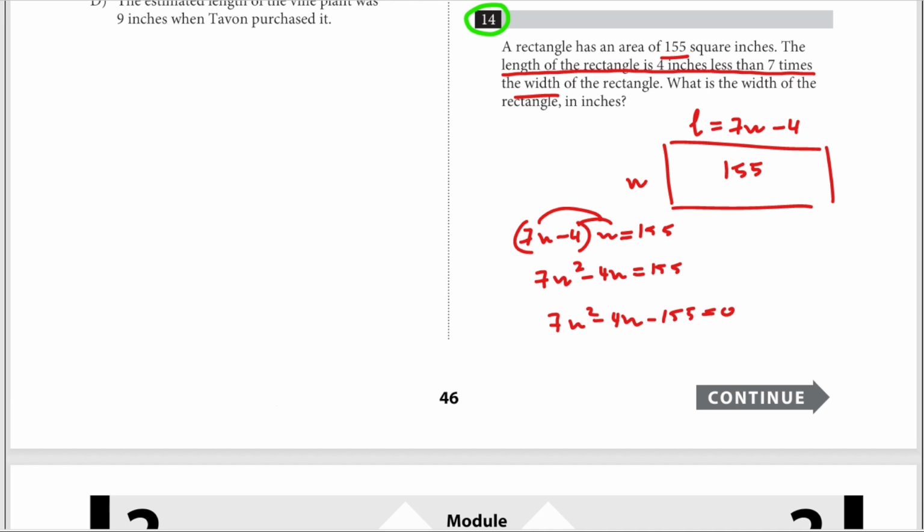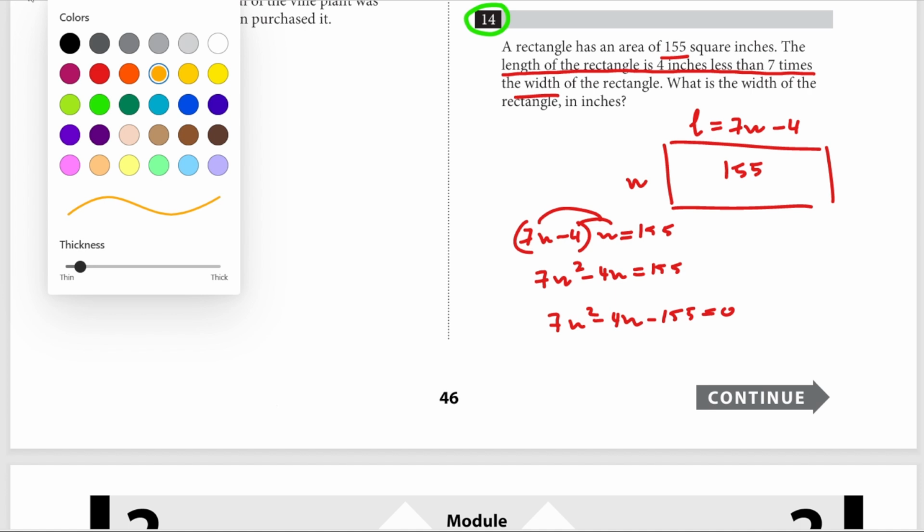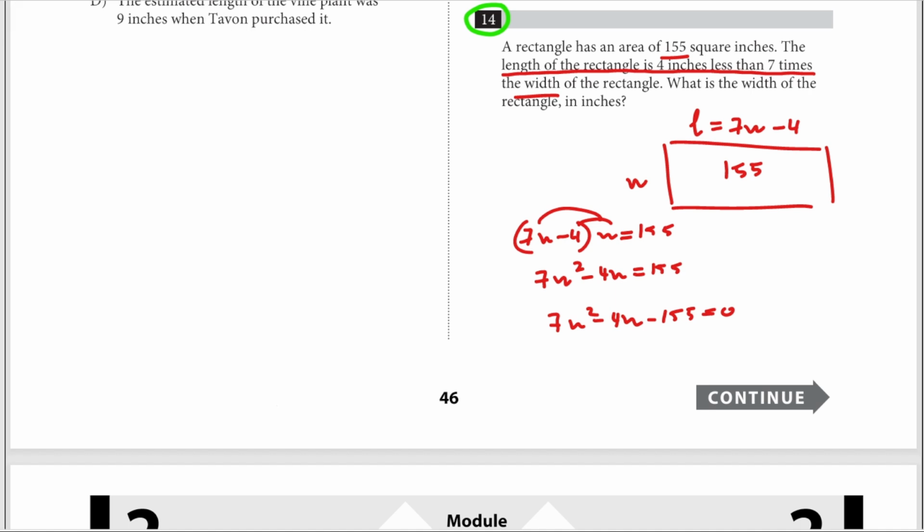Now, the best way for me to solve this equation is of course using the quadratic formula. So the quadratic formula is minus b, plus or minus the square root of b squared minus 4ac, over 2a. And that's exactly what I would use here. So this is my a, this is my b, and this is my c, right? So a is equal to 7, b is equal to minus 4, and c is equal to negative 155.